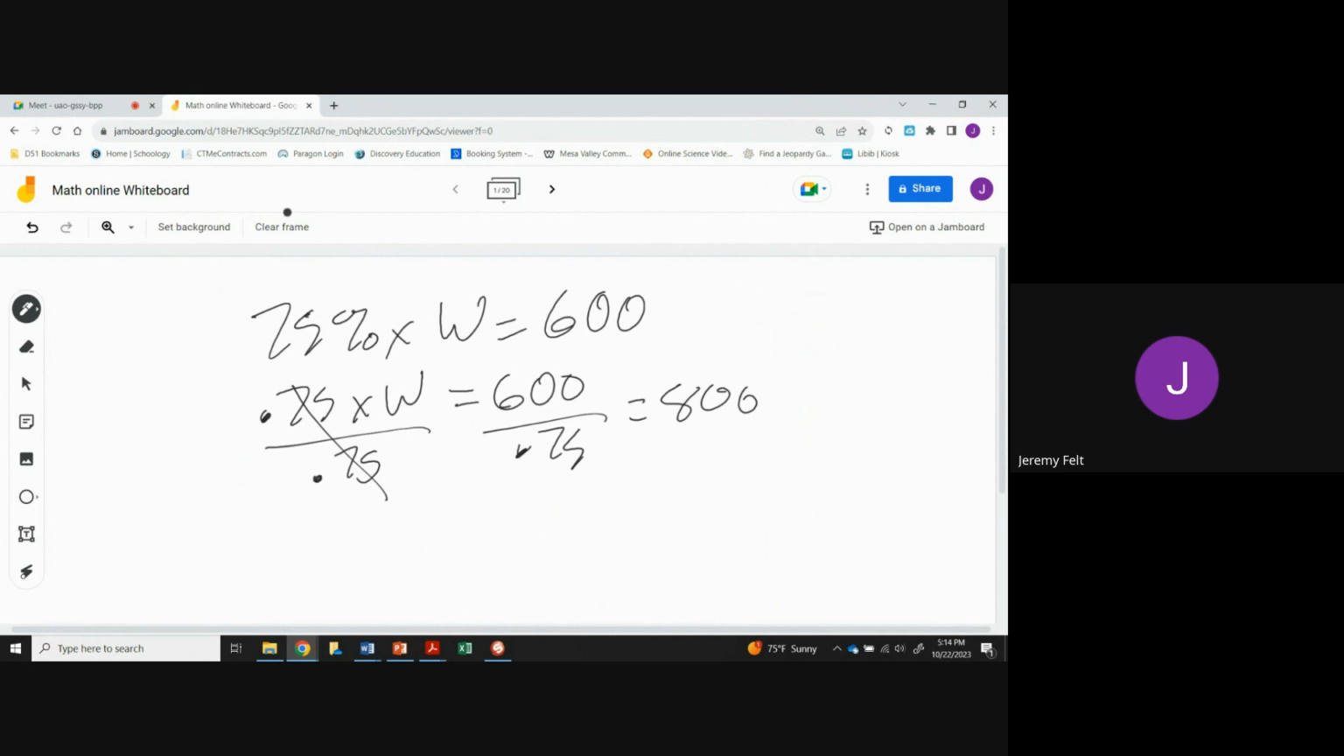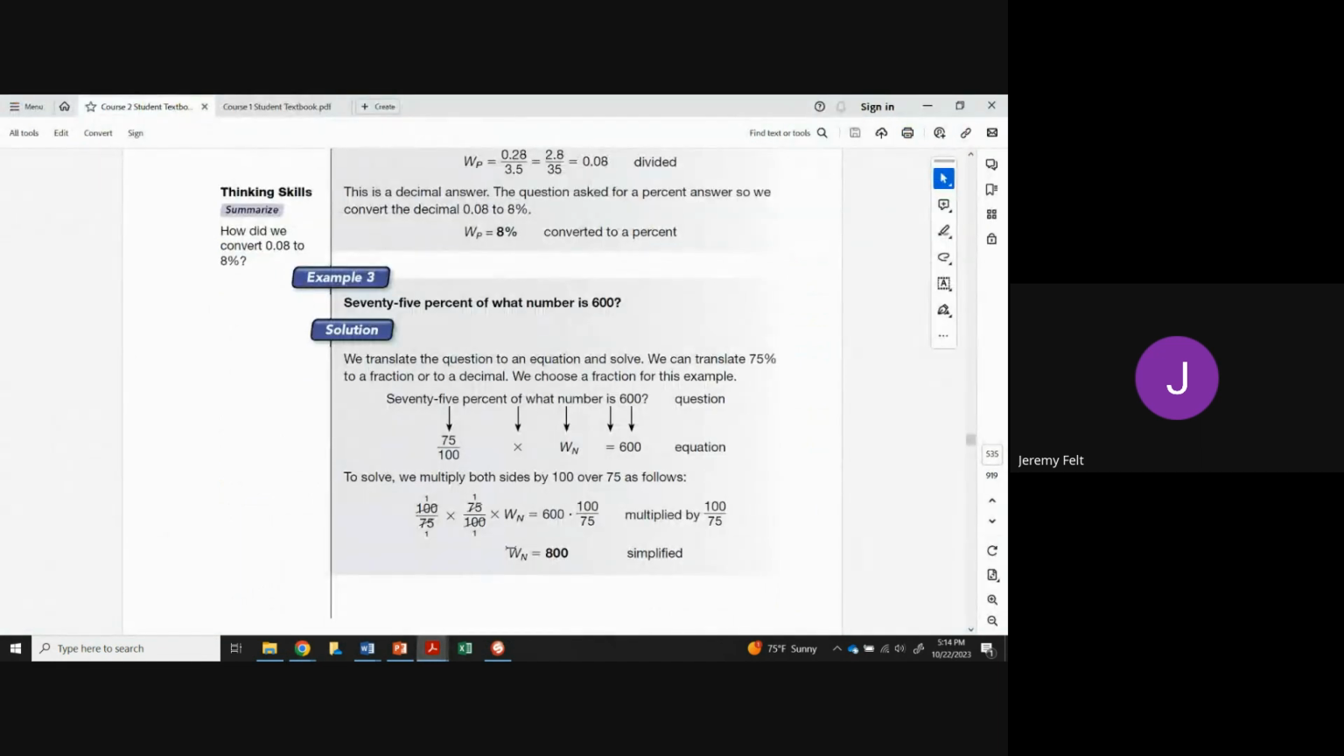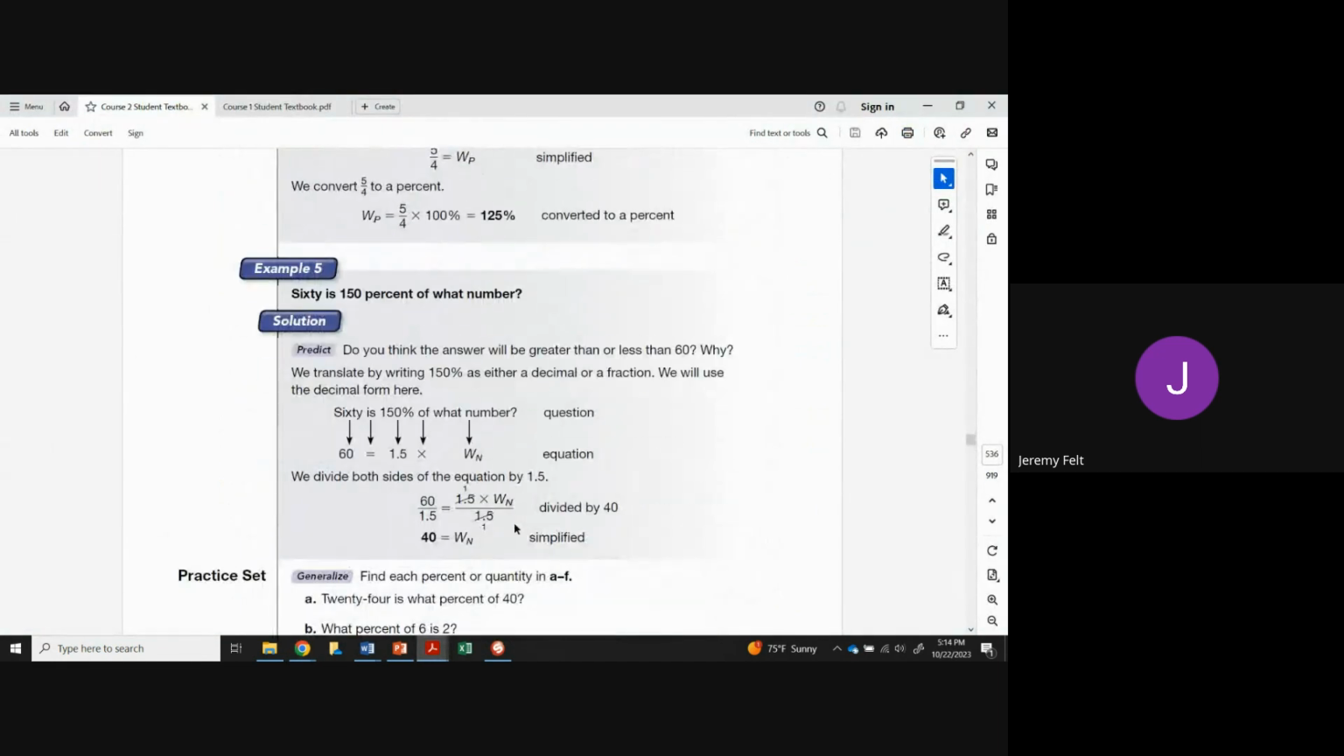If you ever get a number that seems way too big or way too small, just go back and look at the original problem and make sure that you're answering it correctly. If a number doesn't feel right or look right, that's probably a good indication that you need to go back and check it. Now, 60 is 150% of what number?